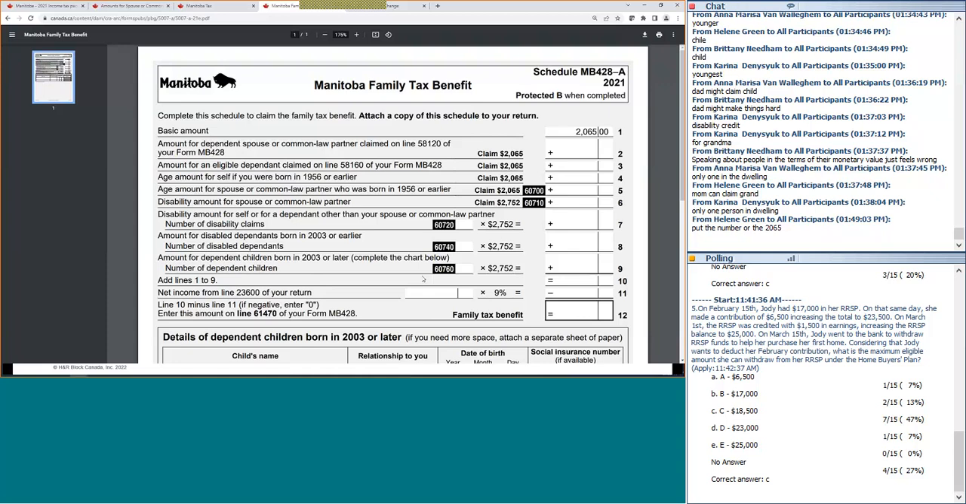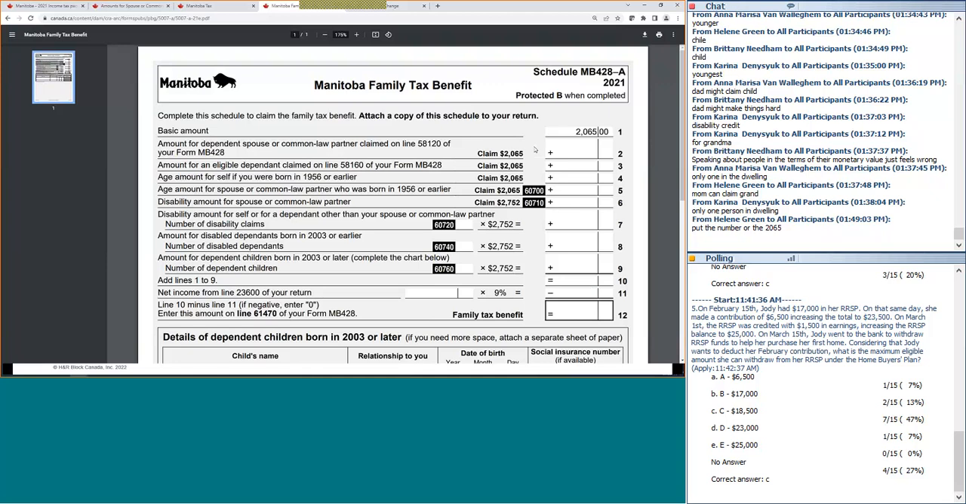Usually it's better to have one person claim as much as possible because remember, this is being multiplied and reduced by 9% of your net income. And most of the time, if you have a dependent spouse, they don't need a non-refundable credit. So they're not going to claim anything because they don't need an additional credit. Their income is already lower than the taxable amount, in which case, if you have a dependent spouse, the higher income person is going to claim everything.